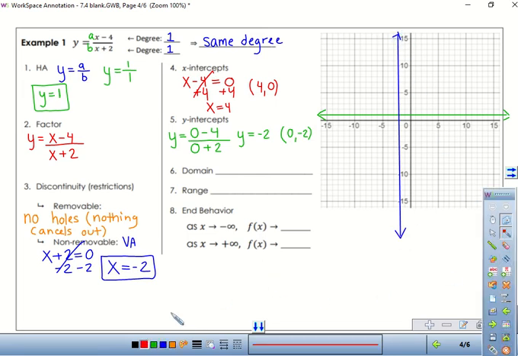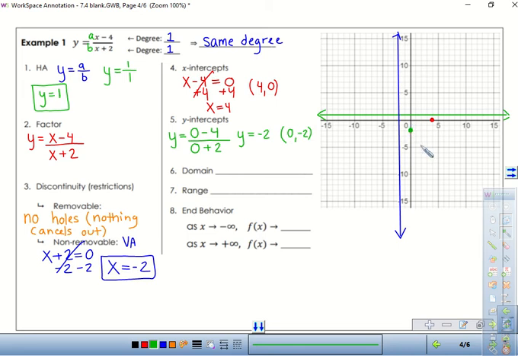Alright, and now we're going to graph our x-intercepts. We only have one because there was only one factor in our numerator, so we're going to plot that at (4, 0). And then we have one y-intercept, which you typically only have one, and that will be at -2.